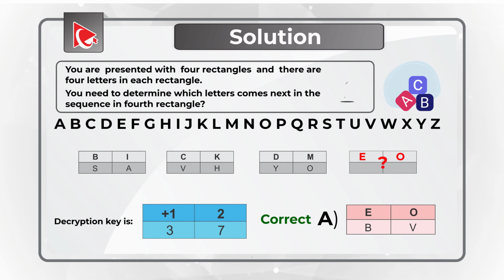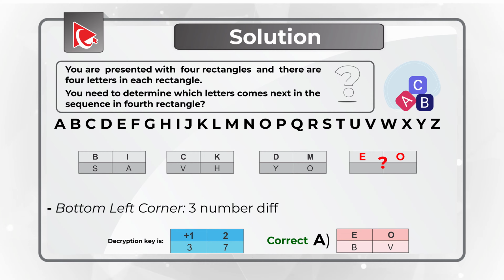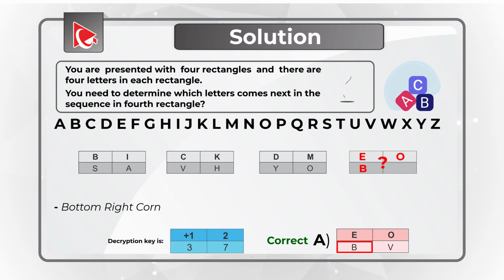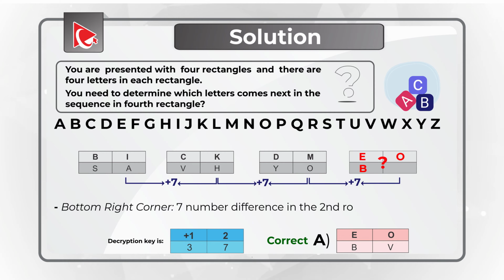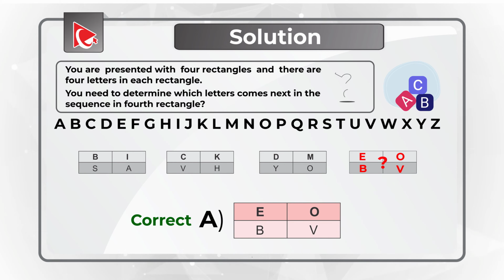But the question is done in such a way that you can continue the logic and determine the decryption key for the bottom row as well. If you're interested, in the bottom left corner, we have 3 number differences in the second row, and the correct choice here would be choice B. And in the bottom right corner, there is a 7 number increment, and the correct letter choice here would be choice V. So as I already mentioned, the correct choice here is choice A.